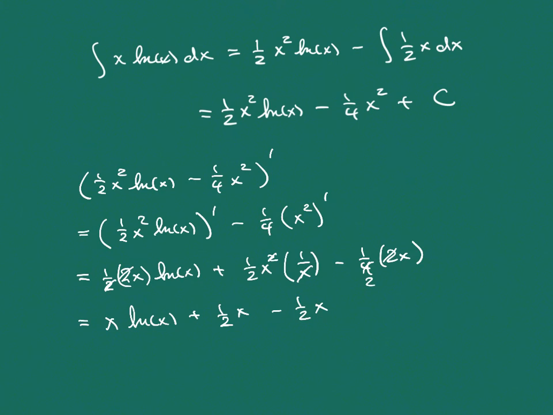And sure enough, those in turn cancel each other out, and what are we left with? Our x times the natural log of x, exactly as we think we should have. And so sure enough, that gives us exactly what we need, and we've done our integration by parts correctly.